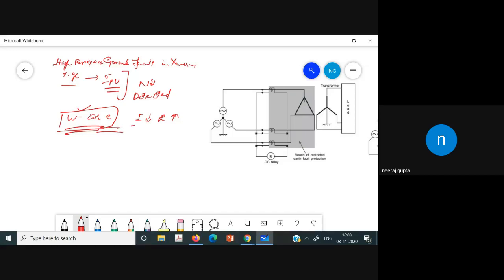Otherwise, since the current is very less, it can be so sensitive that it can detect the fault, and it can operate for any current within the system. So this protection is also known as the restricted earth fault protection.